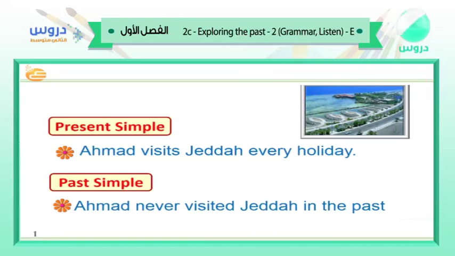Present simple. Ahmed visits Jeddah every holiday. So habits. Okay, every holiday. Past simple, as we said before, Ahmed never visited Jeddah in the past. Talking about something happening in the past. So it's a past simple. Okay, add ed to the verb, to this regular verb. Don't forget that.